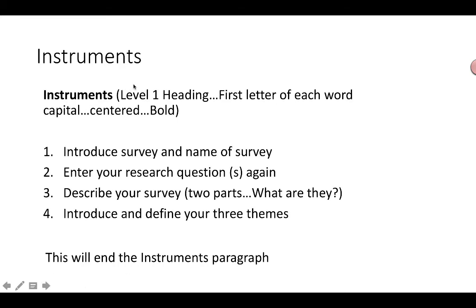Last one, Instruments. Okay, level 1 heading, first letter of each word capitalized, centered and bold. Introduce your survey and the name of the survey. Enter the research questions again. Describe your survey, two parts. What are they? Introduce and define your three themes. This will end the instruments paragraph.